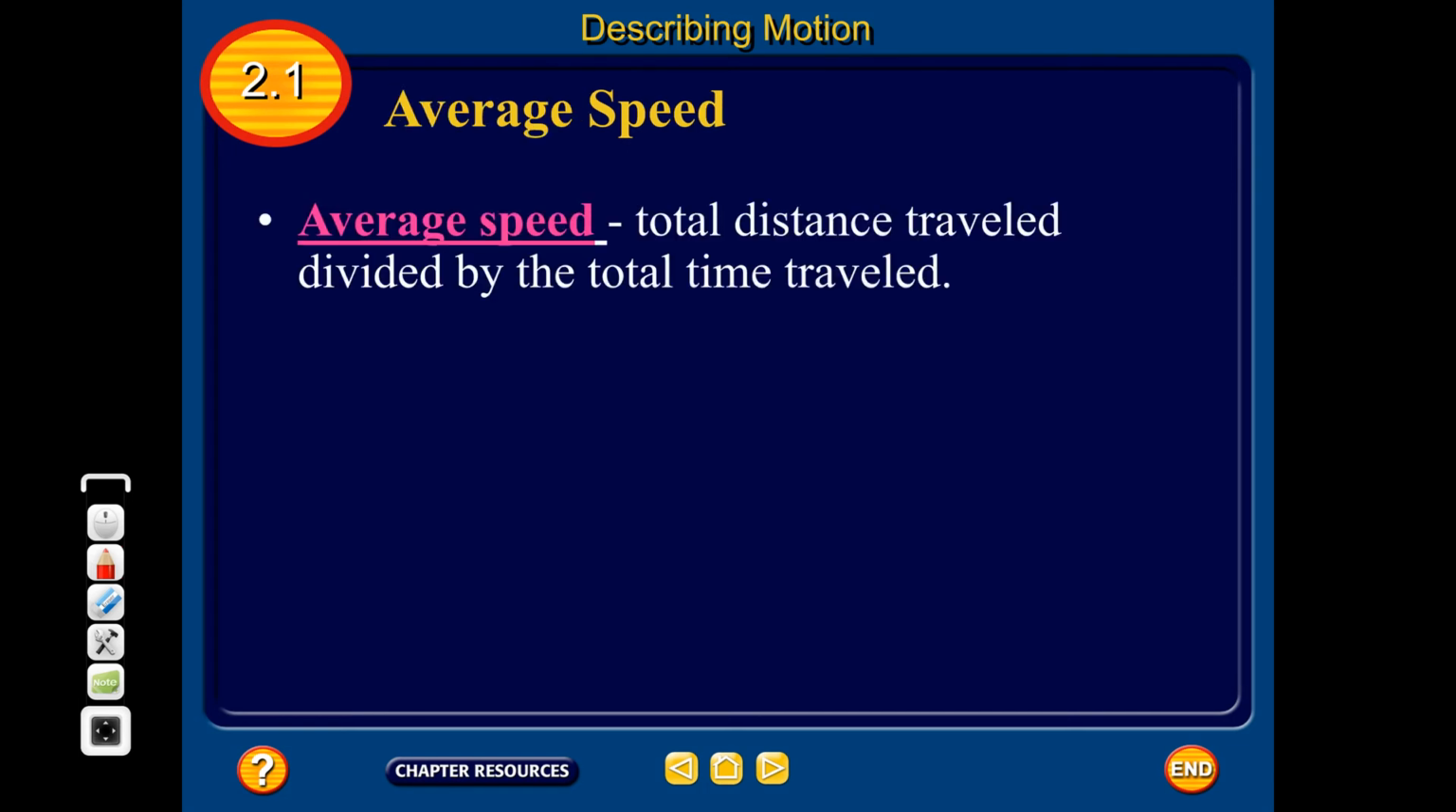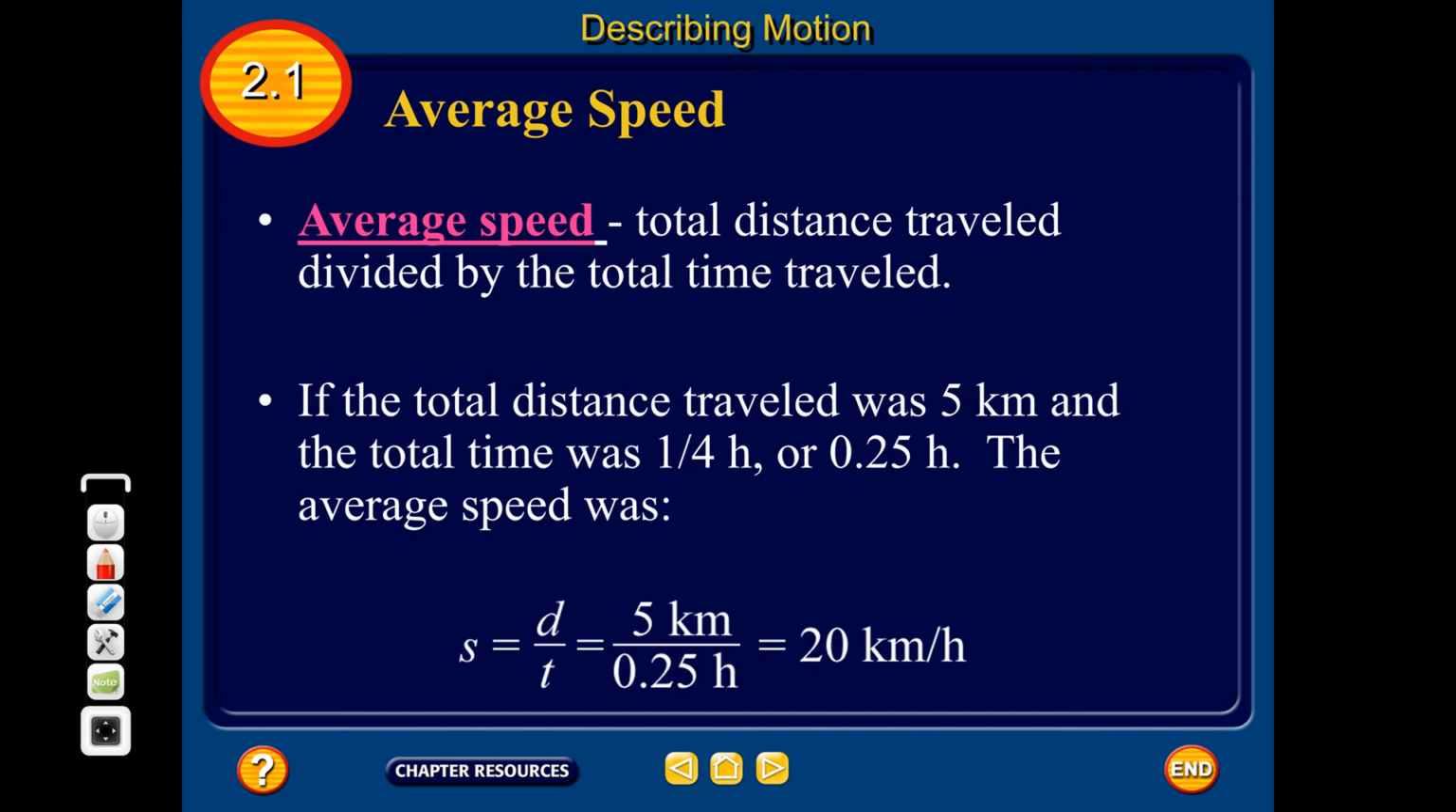We then get some other names for this, so pay attention as we go through. There are some more specific names. Average speed is the total distance traveled divided by the total time traveled. You might wonder what's different about average speed and regular speed. Average speed usually refers to an entire trip. It's basically the exact same thing, still distance over time. We just get more specific, saying total distance over total time.